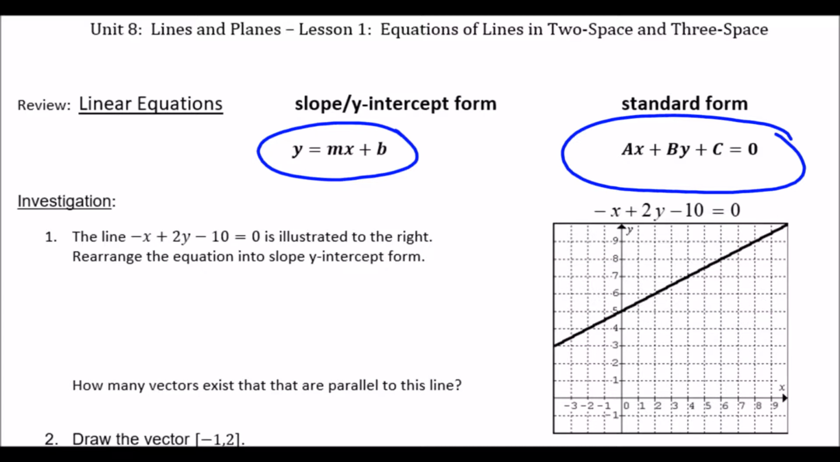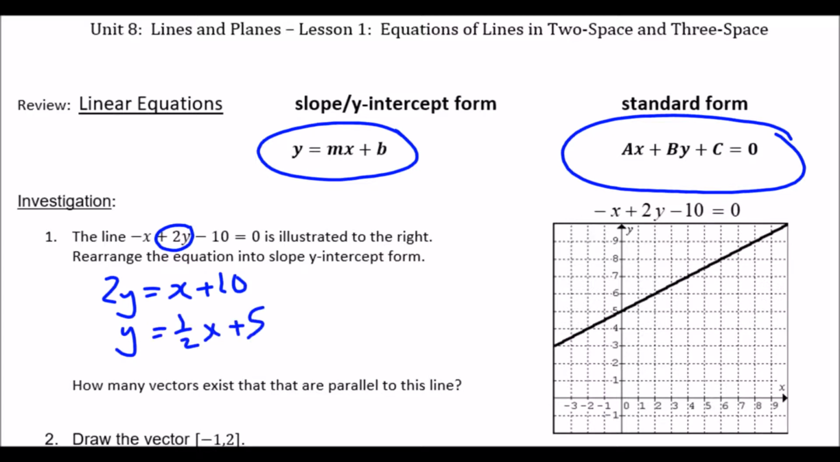All right, the first thing says, investigation, the line negative x plus 2y minus 10 equals 0 illustrated to the right. So here's the line right here. Rearrange the equation to slope-y-intercept form, so I want to isolate for the y, so I get 2y is equal to x plus 10, divide everything by 2, y equals 1/2 x plus 5.